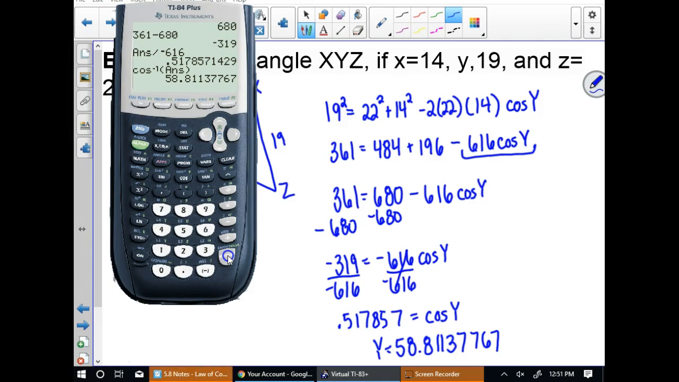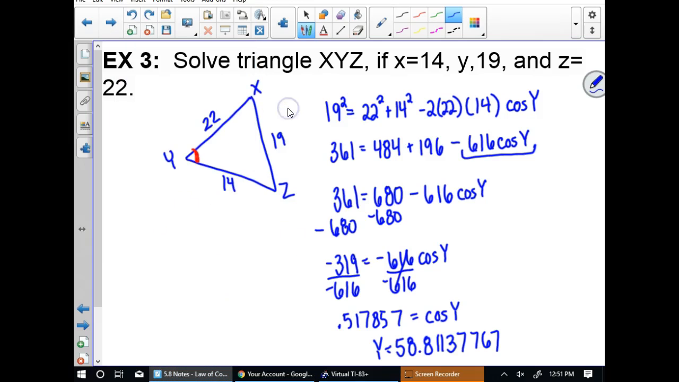It takes a little bit longer to find that. So now that we found y, we had to solve the triangle. We just found this is 58.811 degrees. So we've got to find x and we've got to find z. We could go back and do that whole thing over again with x or z. Or, now that we have this angle, we can use law of sines, which I think is a little bit faster than doing this whole thing over again.